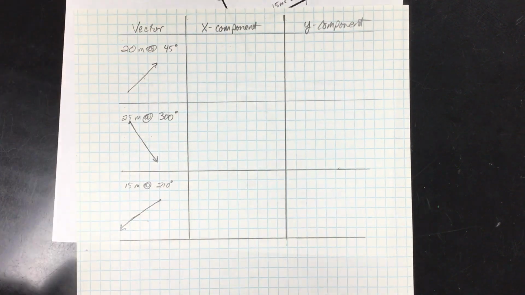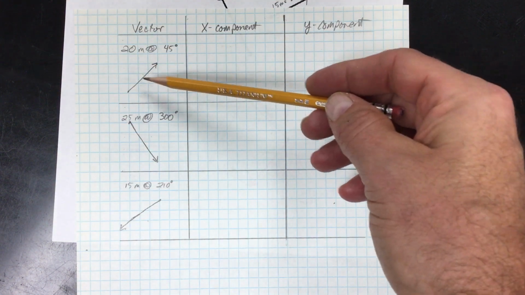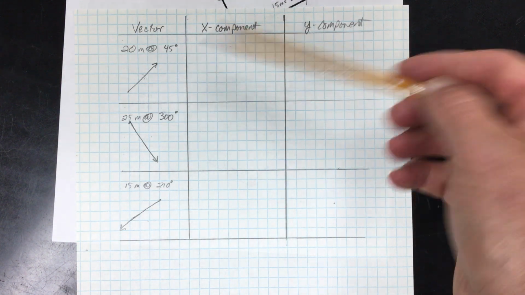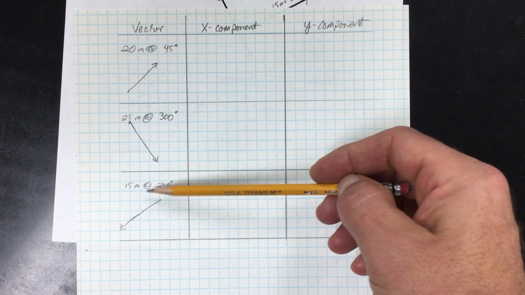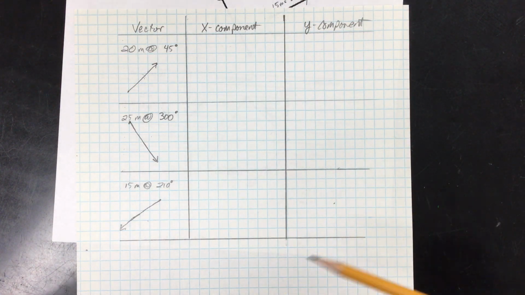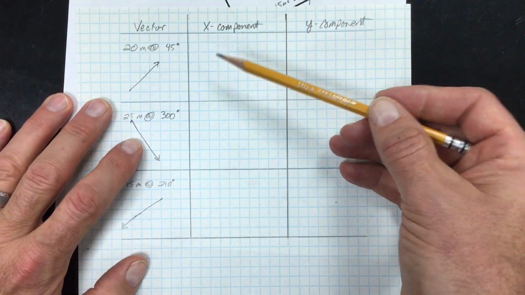All right, so what do I need to do? Basically we're going to take the Marines approach on this. The Marines break down their recruits and then they build them back up into soldiers. So we're going to break these vectors down into pieces and then build them back up into our resultant vector. And the way I'm going to do that is I'm going to use trig.